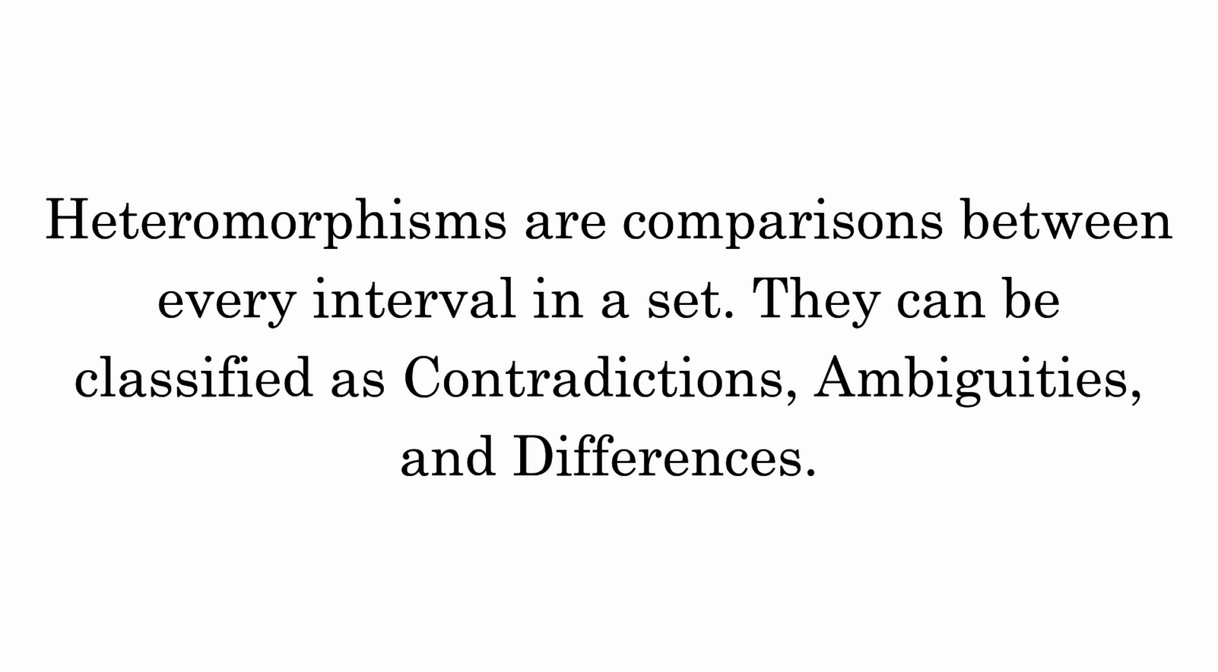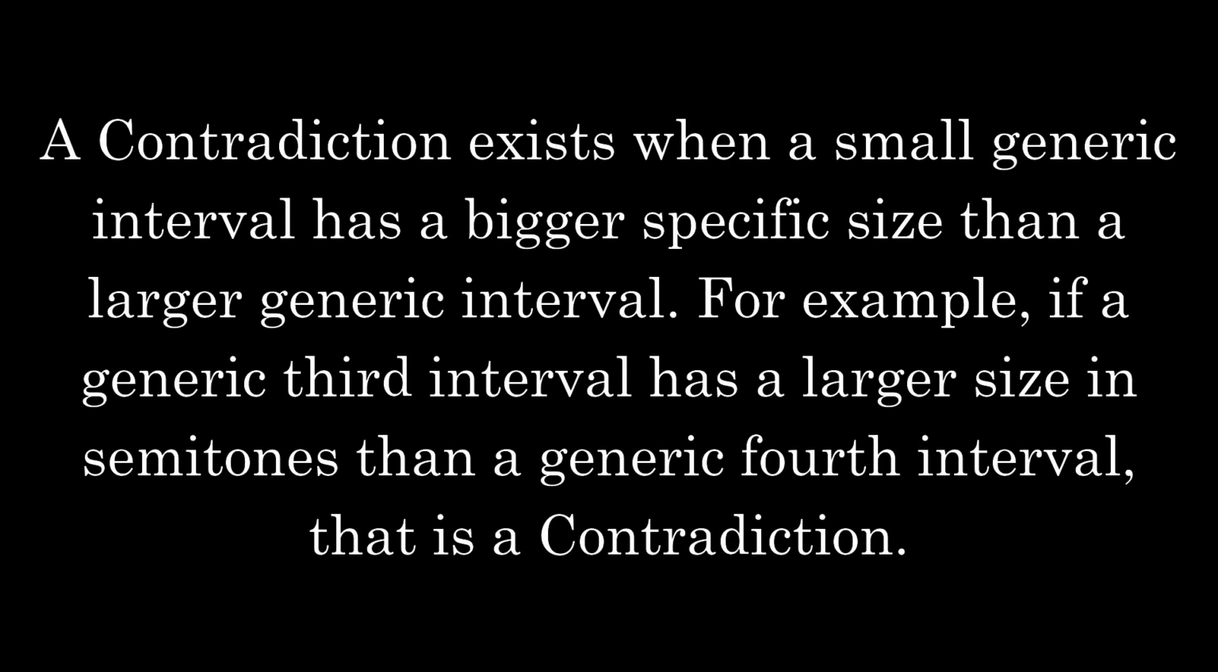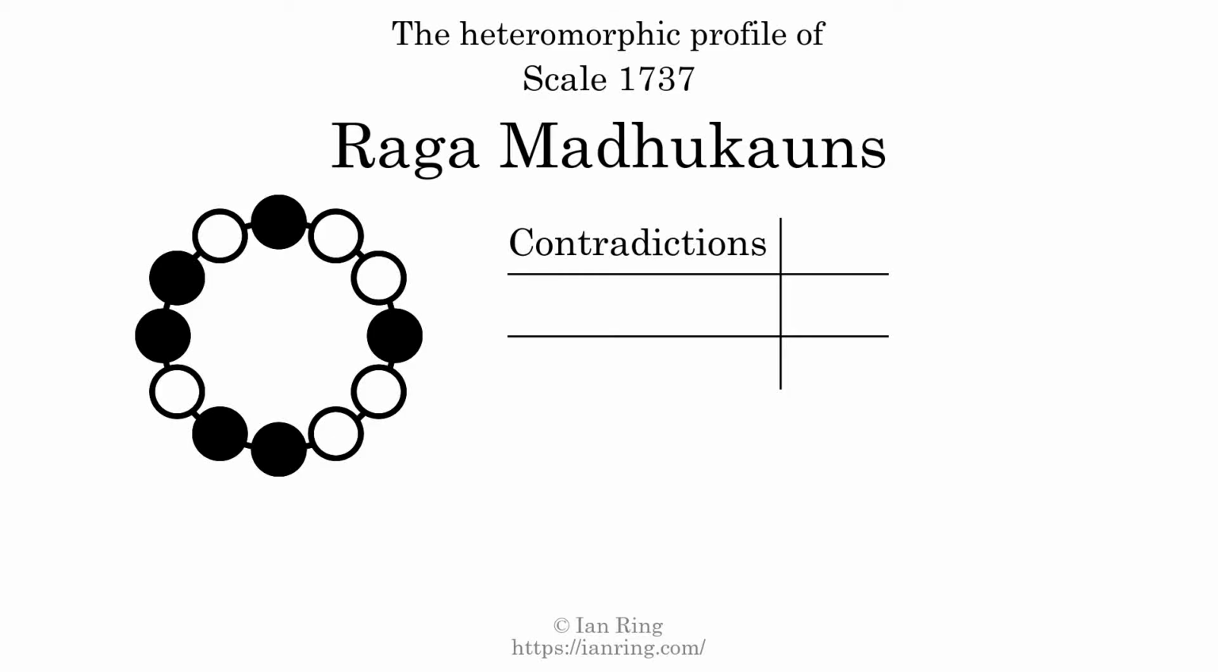Heteromorphisms are comparisons between every interval in a set. They can be classified as contradictions, ambiguities, and differences. A contradiction exists when a small generic interval has a bigger specific size than a larger generic interval. For example, if a generic third interval has a larger size in semitones than a generic fourth interval, that is a contradiction. The number of contradictions in this scale is 6.